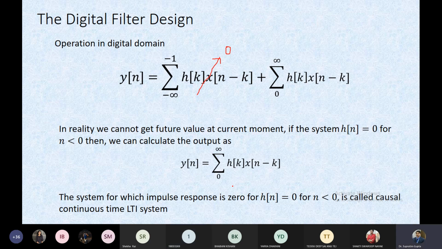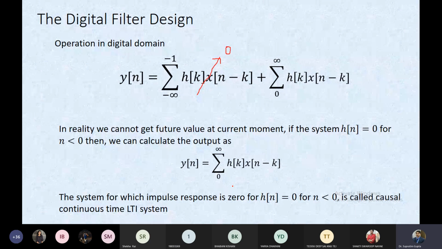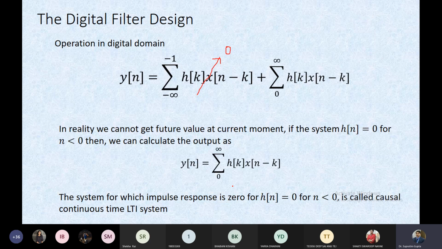Yes, anyone? What is a linear system? What is a time invariant system? Anyone from the students? I want a response.